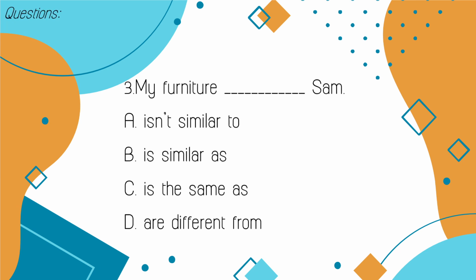My furniture. Sam. A isn't similar to. B is similar as. C is the same as. D are different from. The answer is A. My furniture isn't similar to Sam.